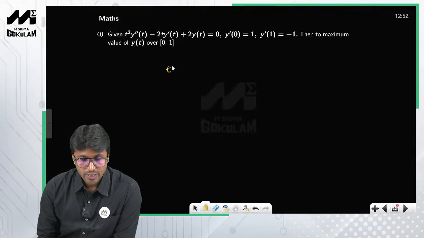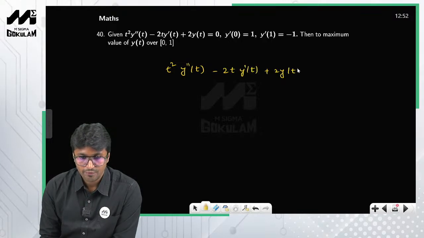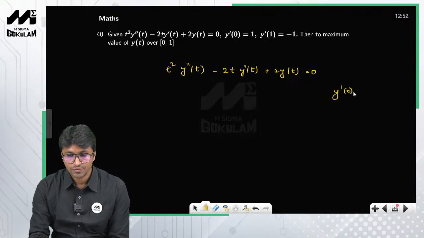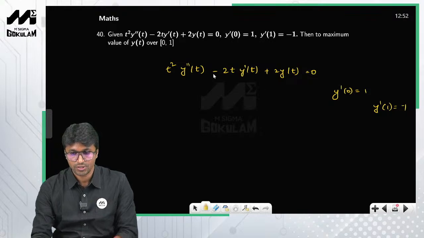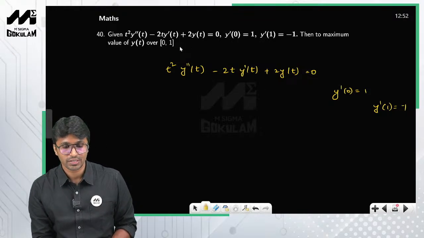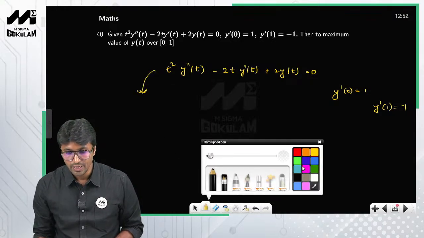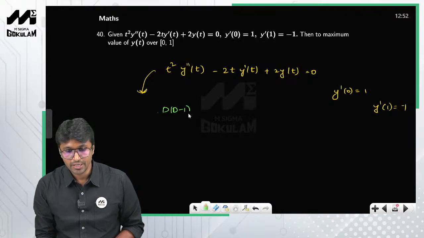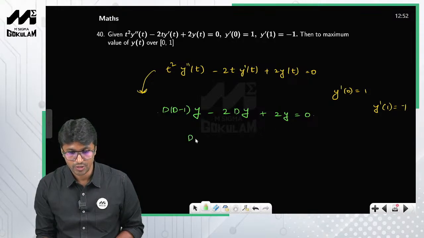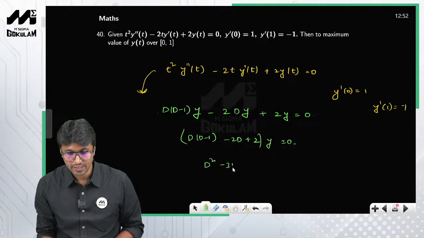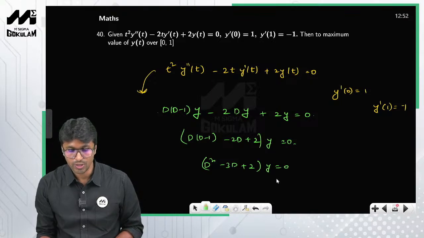Given t square into y double dash of t minus 2t into y dash of t plus 2 into y of t is equal to 0. Okay, y dash of 0 is equal to 1, y dash of 1 is equal to minus 1, right? So this is a Cauchy-Euler differential equation. All you need to get is the auxiliary equation. So you can replace this with d into d minus 1 into y, minus 2 into d into y, plus 2 into y, equal to 0. So d into d minus 1 minus 2d plus 2 into y is equal to 0. So d square minus 3d plus 2 into y is equal to 0, right?